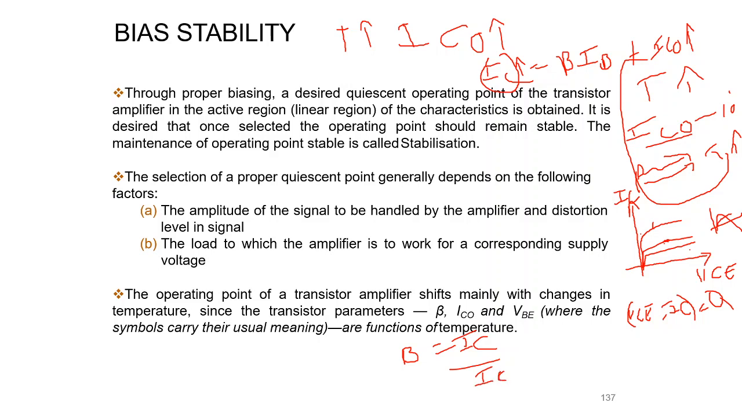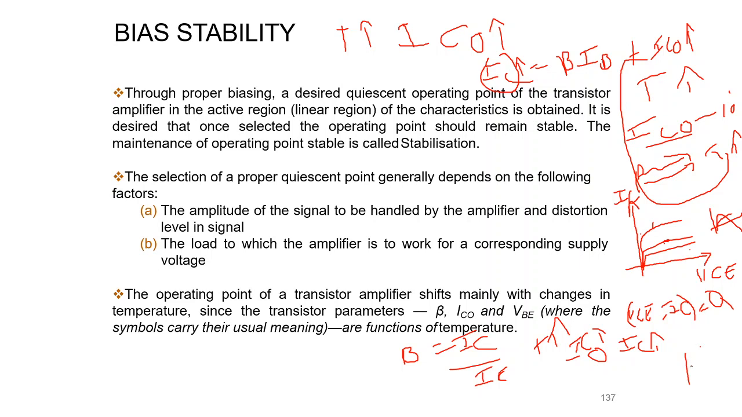In this case, as we already discussed, whenever the temperature increases, what happens? IC0 is going to increase. Whenever IC0 increases, what happens? IC will increase. Once IC increases, the power dissipation increases. Once IC has increased, IC divided by IB, so the beta value also increases. And next, indirectly the VBE voltage is also going to increase.